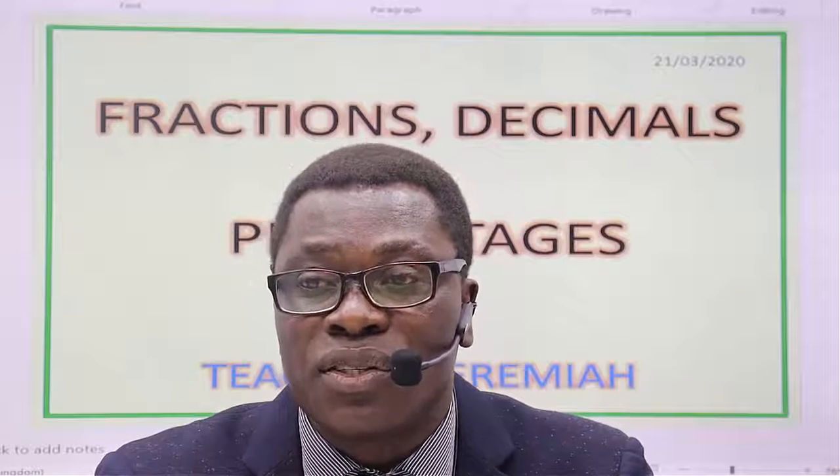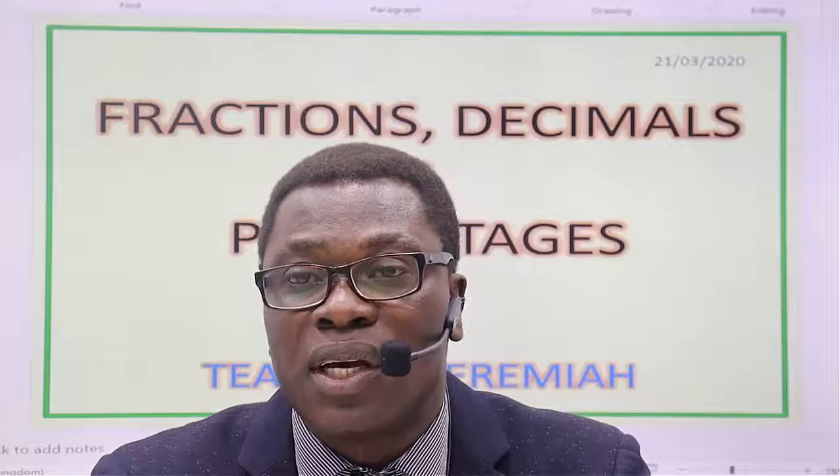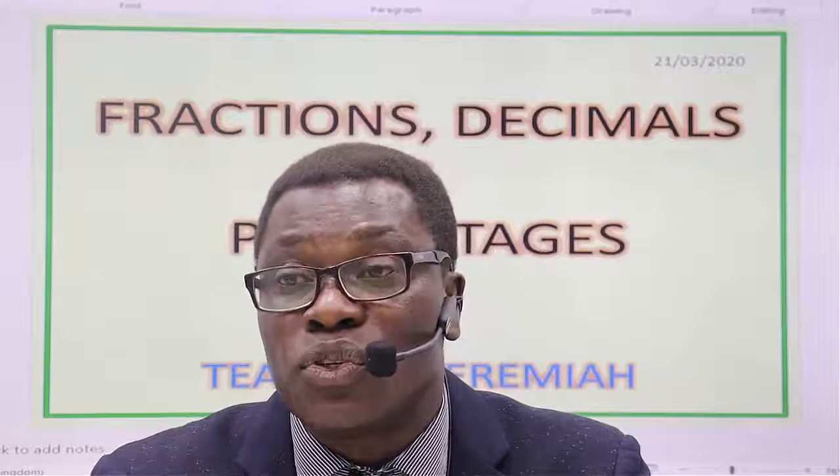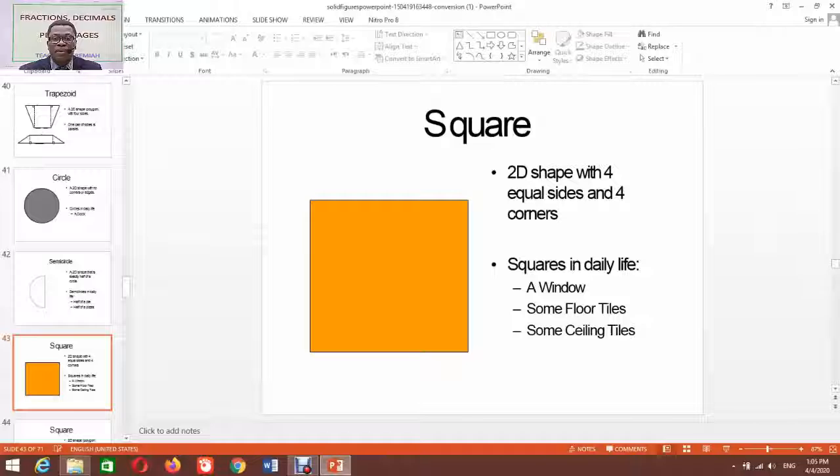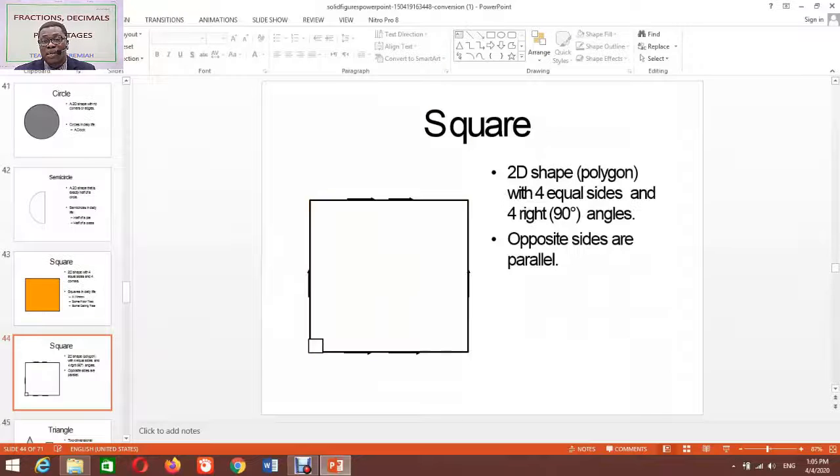A square. The shape on the screen is a square, a 2D shape with 4 equal sides and 4 corners. Squares in our daily life look like a window, some floor tiles, some ceiling tiles. A square is a 2D shape or polygon with 4 equal sides and 4 right, which is 90 degrees, angles. The opposite sides are parallel.